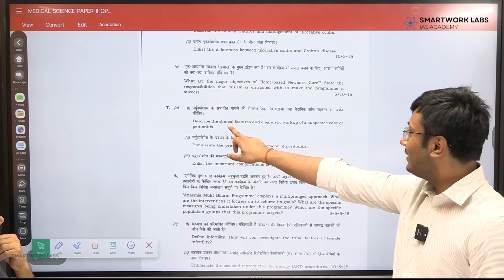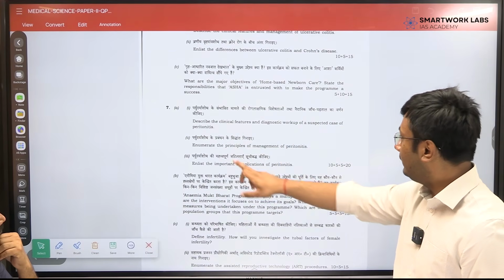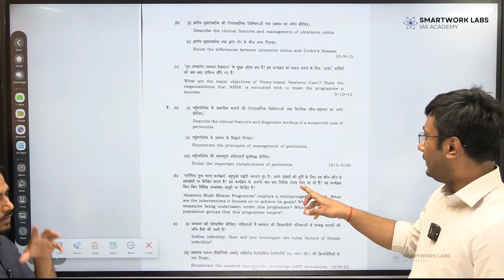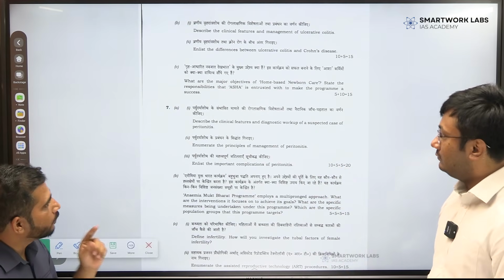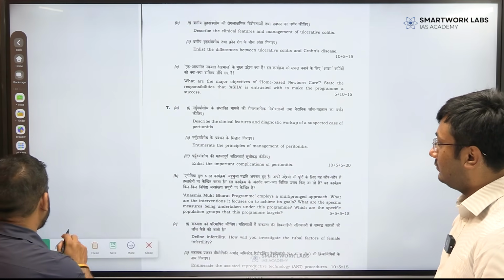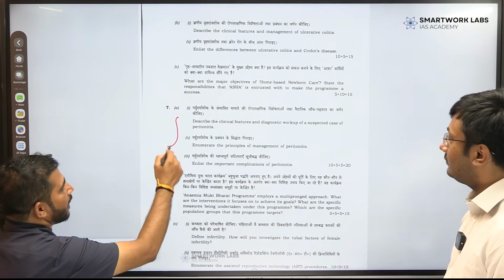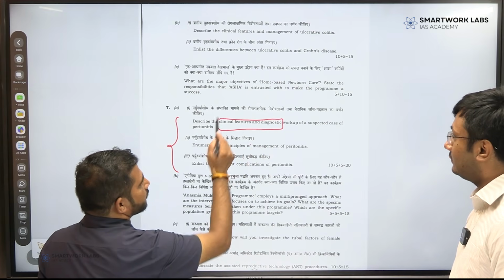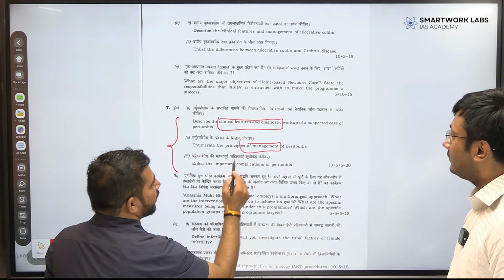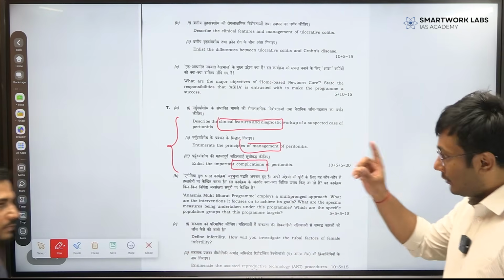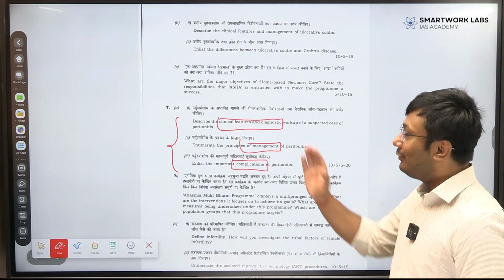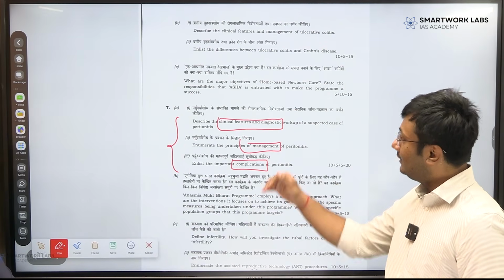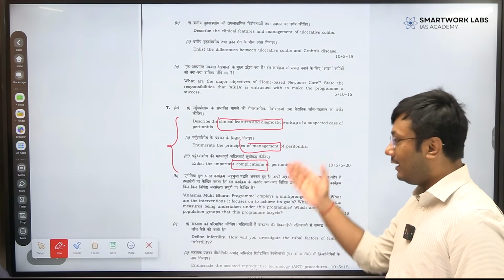First, we have to write about clinical features, diagnostic workup, and enumerate the principles of management and important complications of peritonitis. So, Doctor, one thing I wanted to tell you, this is the proper way of a long question answer body: clinical features and diagnosis, management and complication. Also, if in any question these headings are not given, we have to give these headings. We have to write our answer under these headings, starting from clinical features, then we can move to diagnostic workup, management and complication.